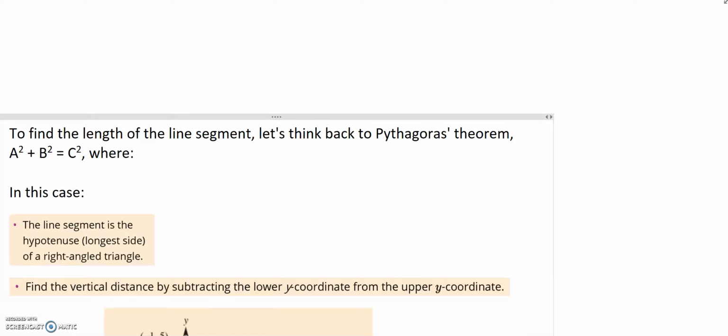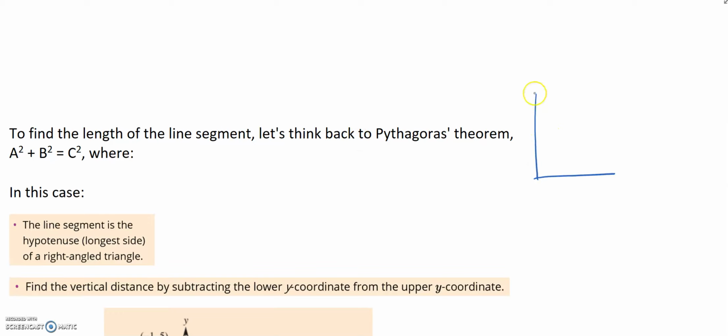Okay, now the second part is to find the length of a line segment, or to find the distance between 2 points on a line. Now let's think back to Pythagoras' theorem. Remember Pythagoras' theorem, where we had a right-angled triangle where the two shorter sides were a and b and our hypotenuse was c, and the theorem stated that a squared plus b squared is equal to c squared, where a and b are the two shorter sides and c is the hypotenuse, the longest side.